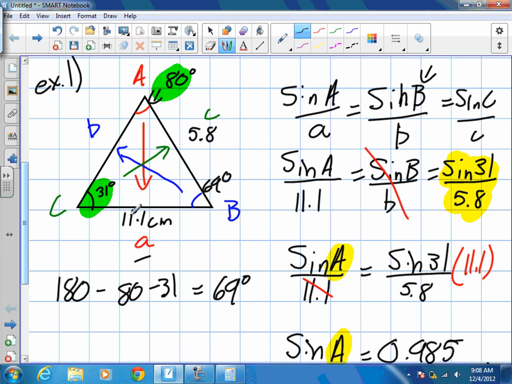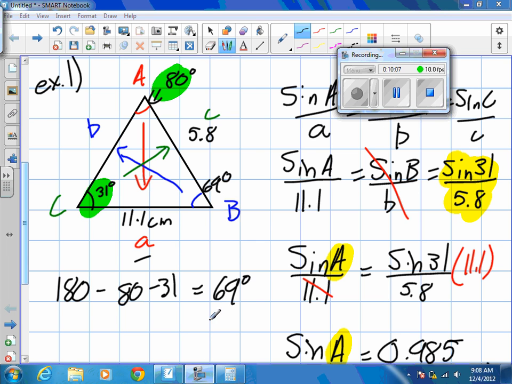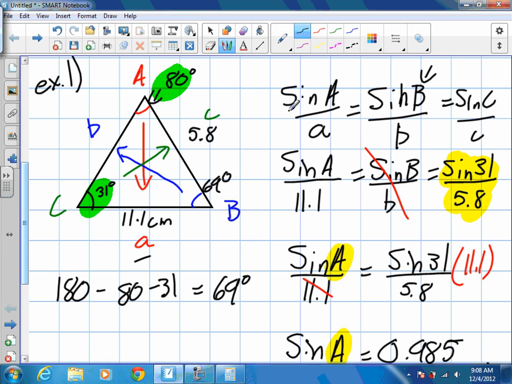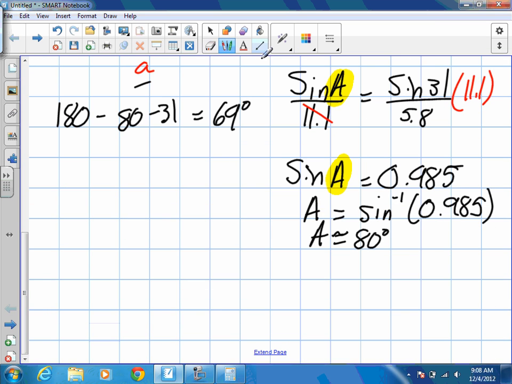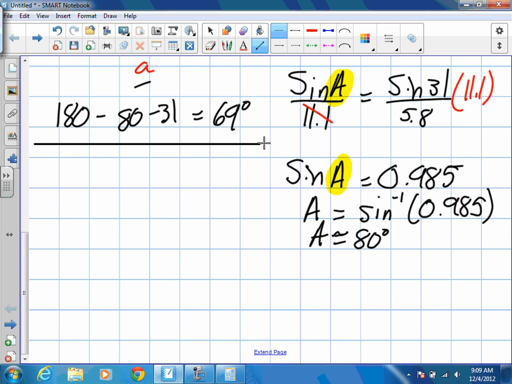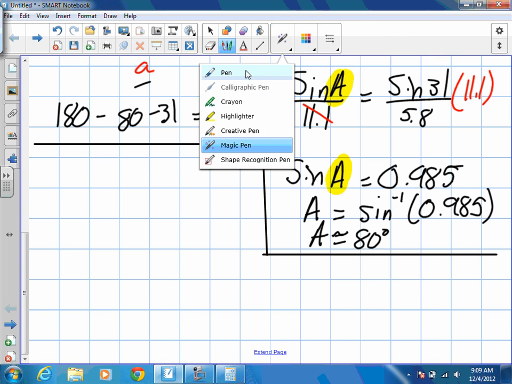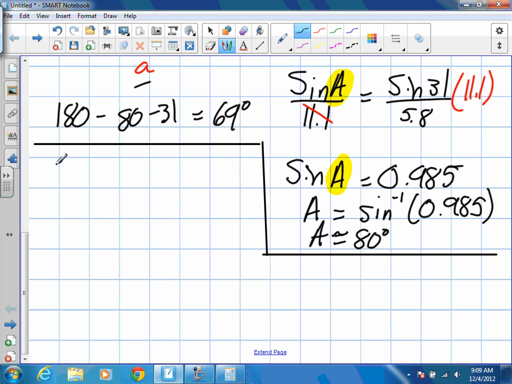So like we said, because we've now discovered what the other angle is, I can set up my sine ratio again. I'm going to set it up over here. We'll call it the next part of this question. Okay, make some room around. So, with our information, again, sine A divided by side A is equal to sine B divided by side B, which is equal to sine C divided by side C.